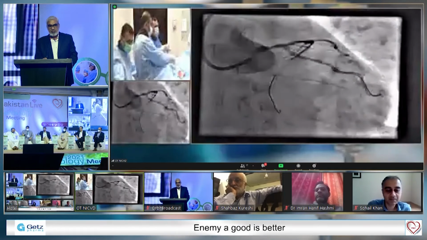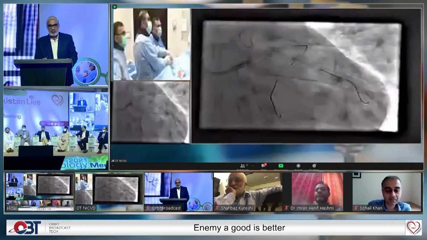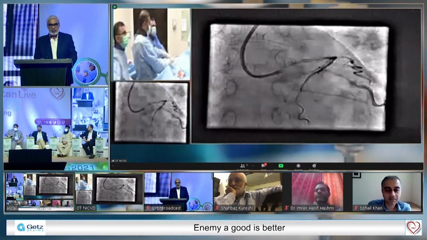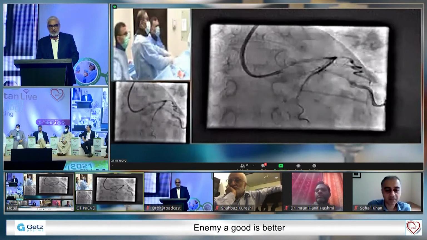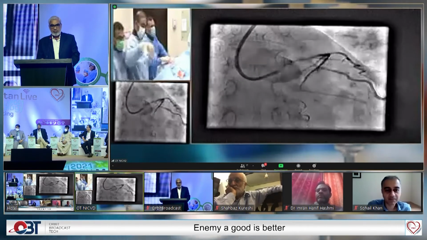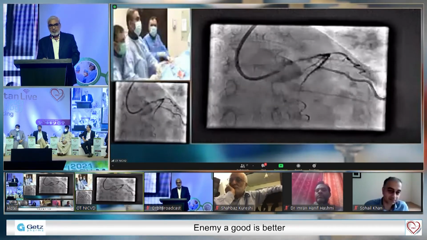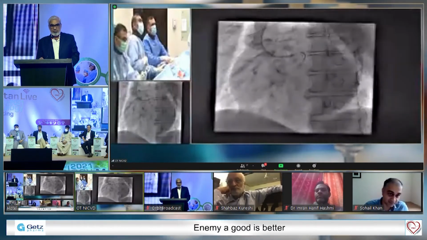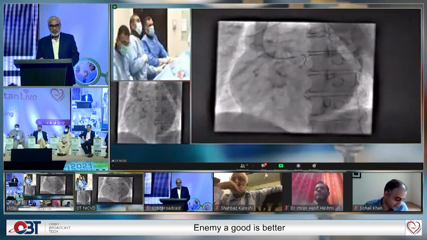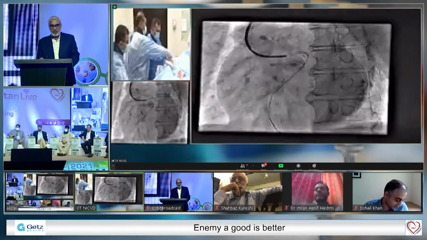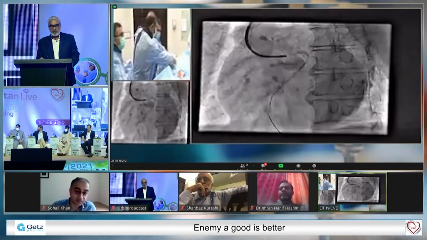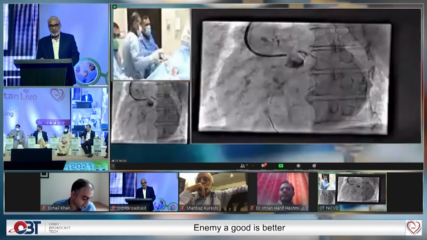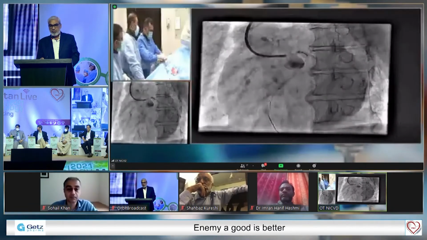This is a 67-year-old who had a stroke 2 months back and came in with non-STEMI. The problem was that she's quite unstable, and as soon as you put the guide in, the pressure goes down from 110 to 60.